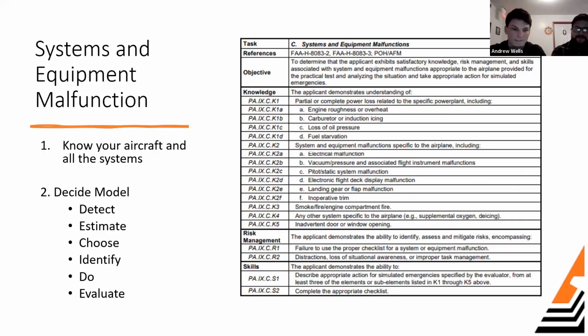All right. Tied into that is emergency procedures and equipment malfunctions. Sometimes things are going to fail on you, so we want to know how to handle them. That's why we want to know our aircraft systems.